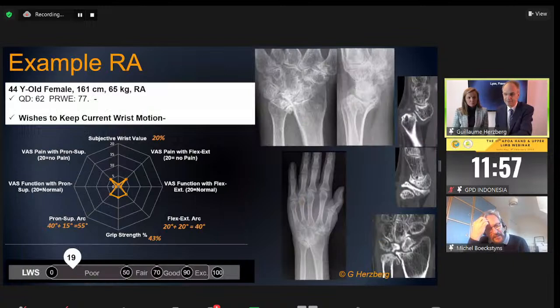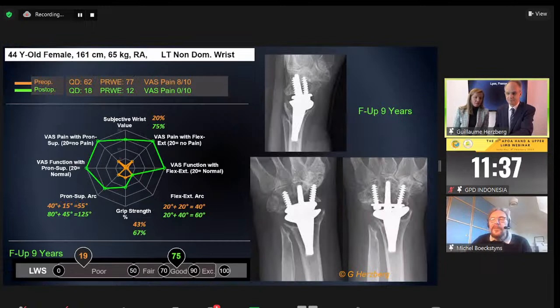A 44-year-old young lady with rheumatoid arthritis, the kind of patient we used to see, unfortunately, with this kind of distraught wrist. Actually, on the sagittal view, the axis was not so bad, but still a challenging one. And very poor function. You can see the Lyon Wrist score, which takes into consideration both pronosupination and flexion-extension, and also the subjective value from the patient, was 19 out of 100 before the surgery.